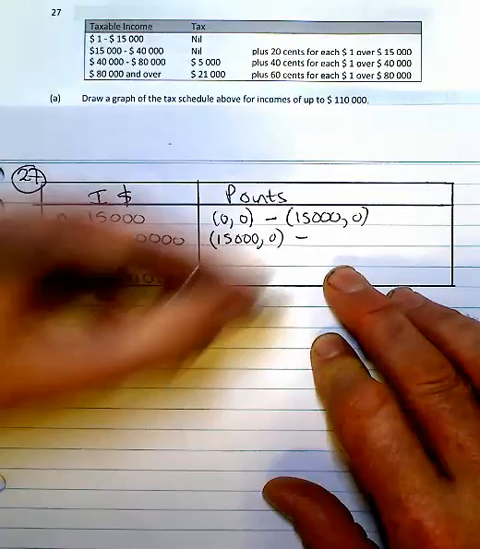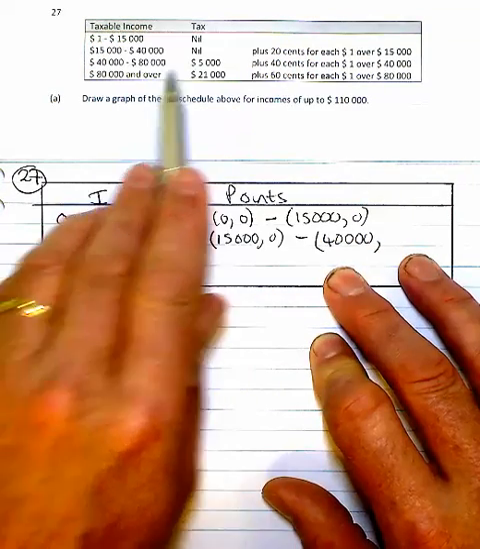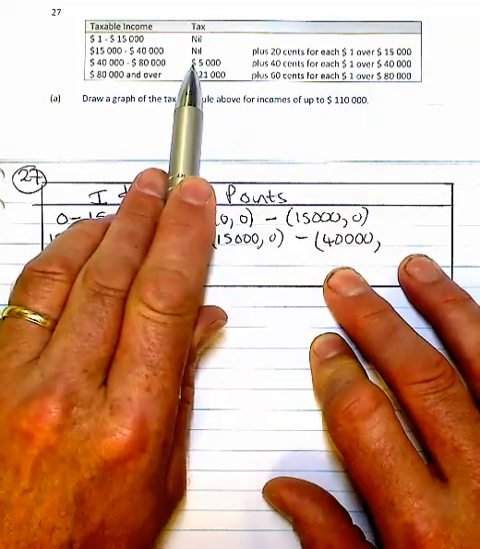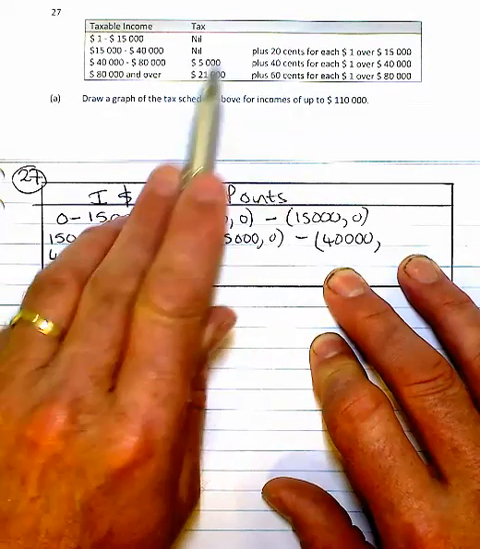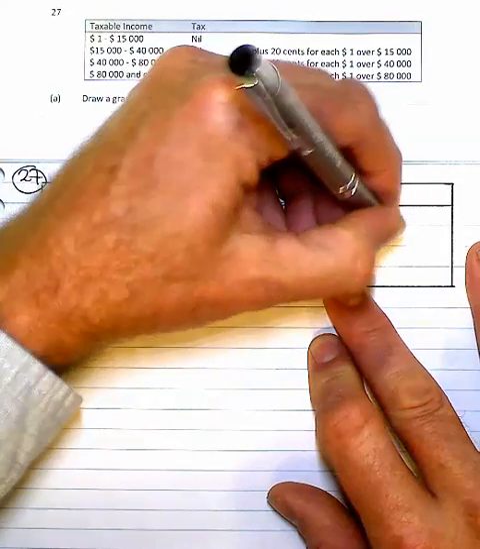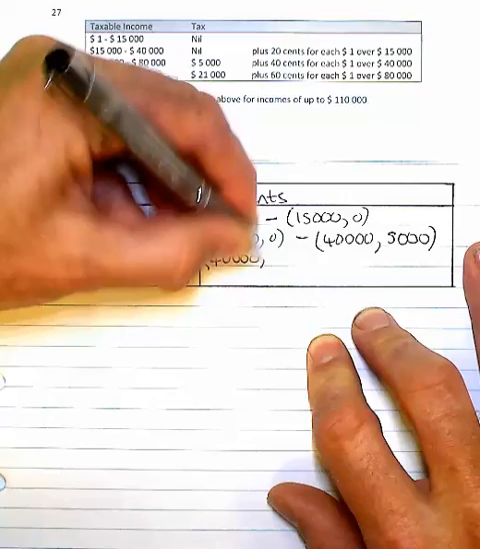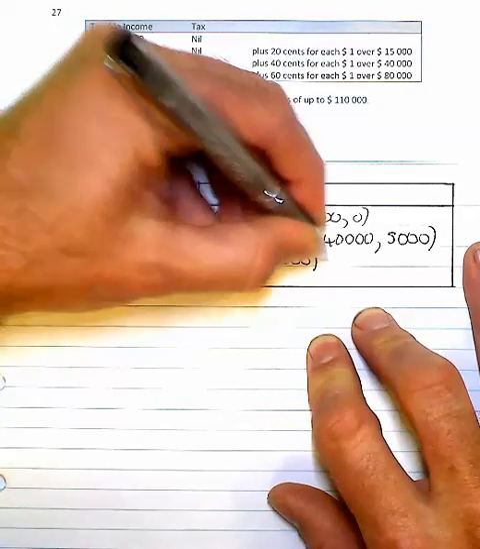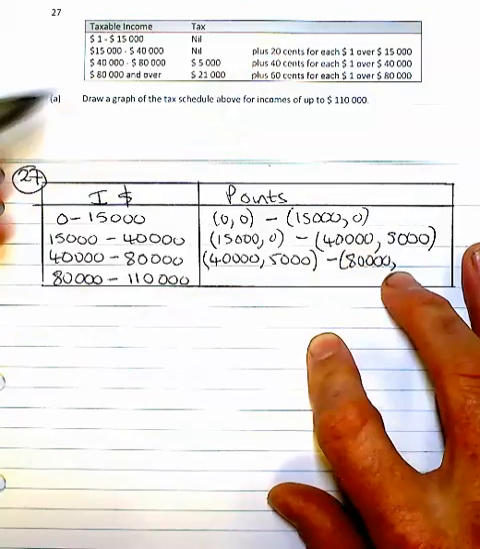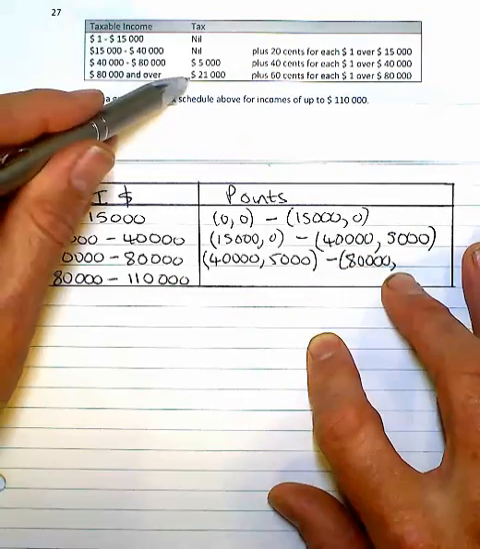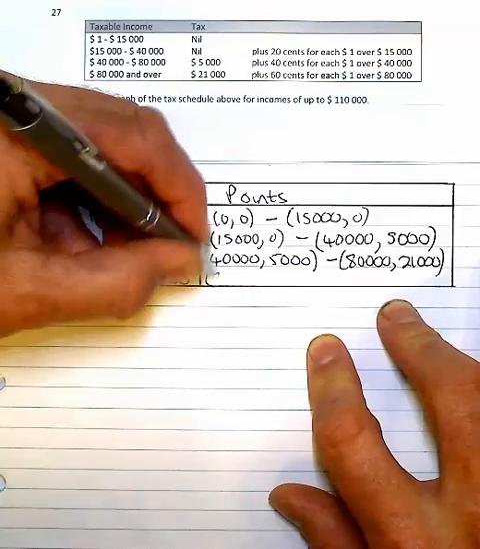Now, 40,000 is the end of the next segment. Now 40,000, looking through here, I pay 5,000. I could do the arithmetic and find that out for you, but here I could just copy it off the book. Carrying that same point through to 80,000. And for 80,000, you can see here I'm paying $21,000 in tax. Carrying that point through.